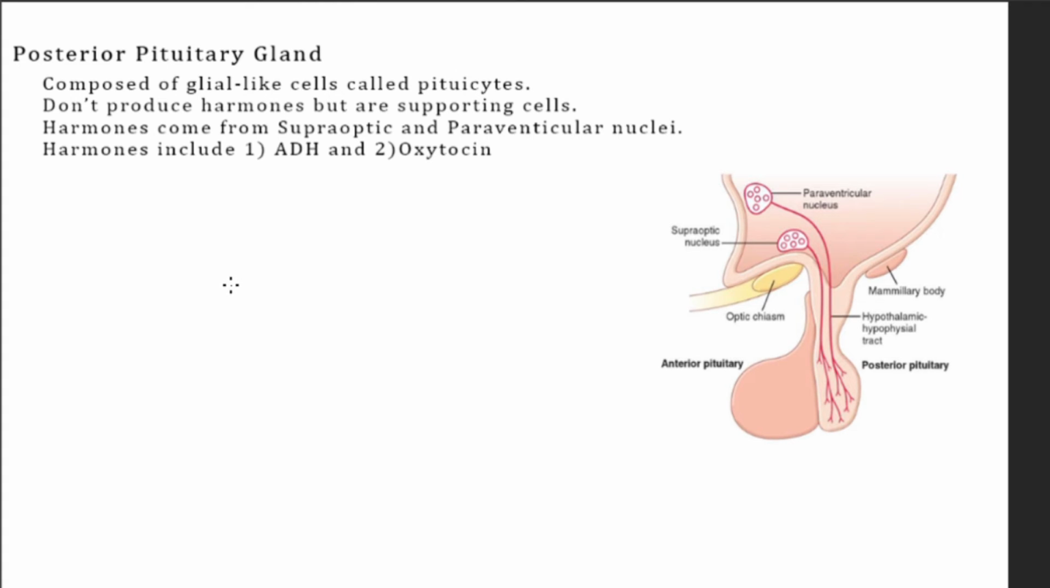Now let us talk about the pituitary gland. The pituitary gland is composed of glial cells called pituicytes. The pituicytes do not produce any hormones but are the supporting cells of the bulbous-like endings of the nerve fibers, which secrete their hormones here.